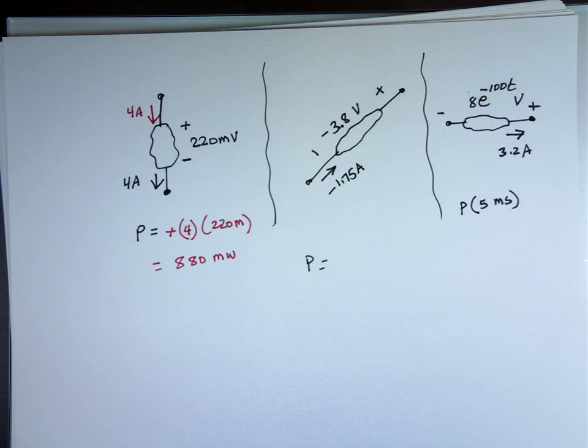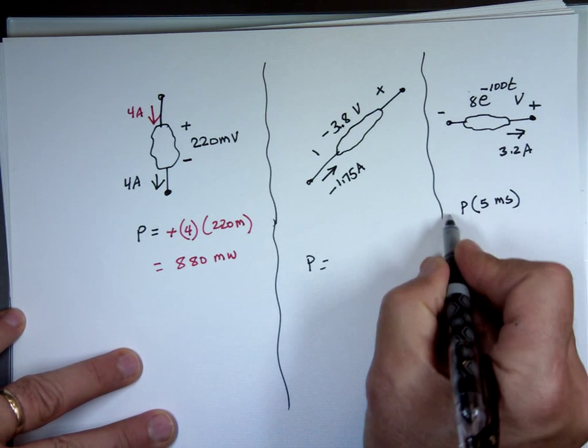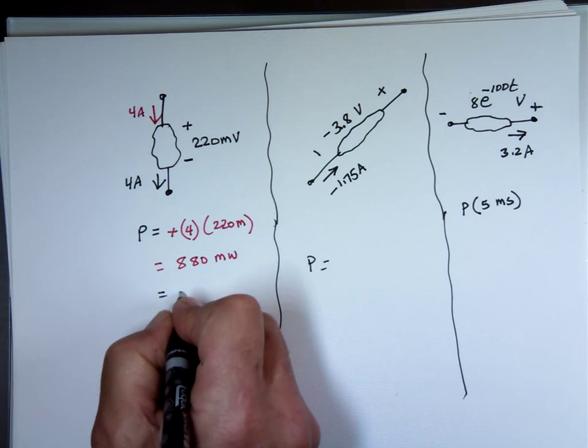So it's okay to keep those units, milliwatts? Yep, milliwatts. So that'd be 0.88. You can write 0.88 watts if you want to, yep. Or 880 milliwatts, yep.